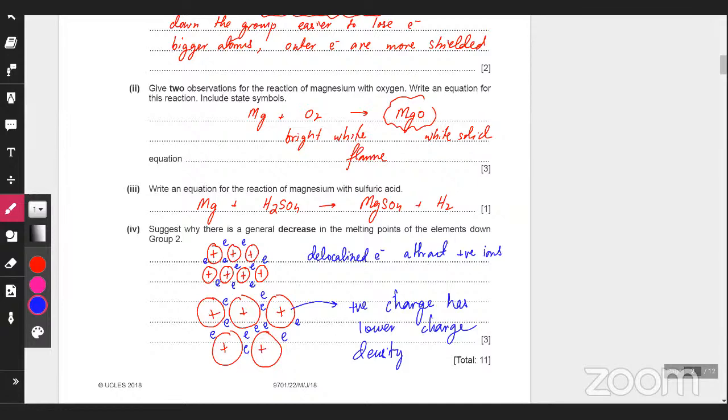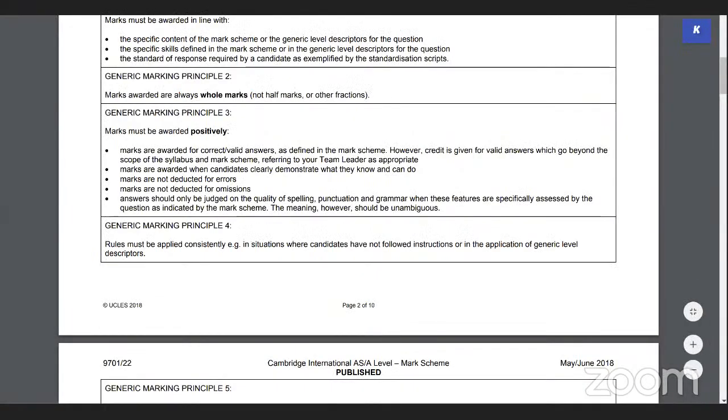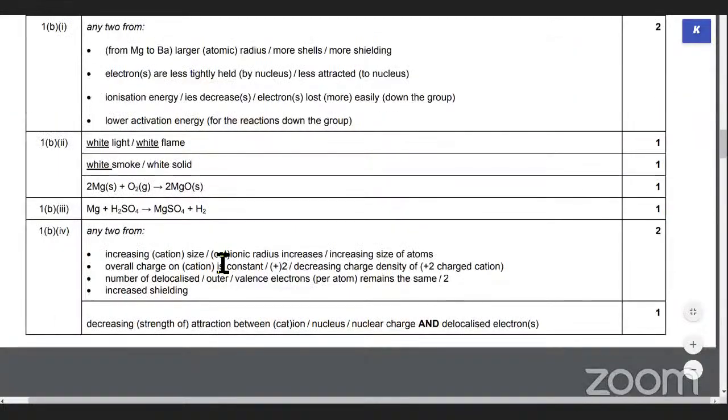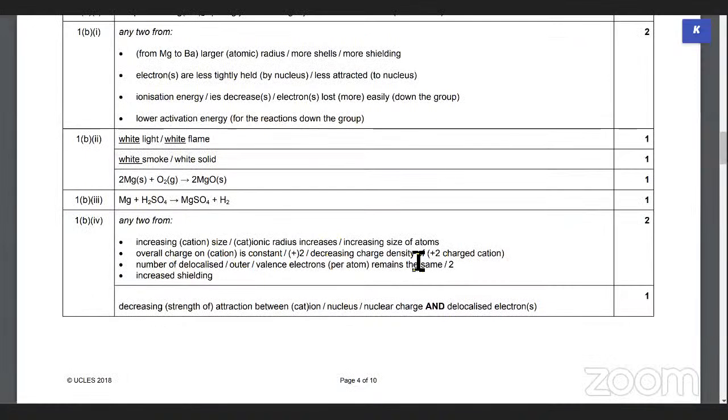I'm going to open the marking scheme just to show you how the answer is written, because I've already filled up the space. So they're saying any two from: the cation size increases, radius increases, or the size of the atoms increases down the group, and the charge is constant or decreasing charge density. The number of delocalized electrons pretty much remains the same. So you just have to write 2 points, and you would have gotten the mark.